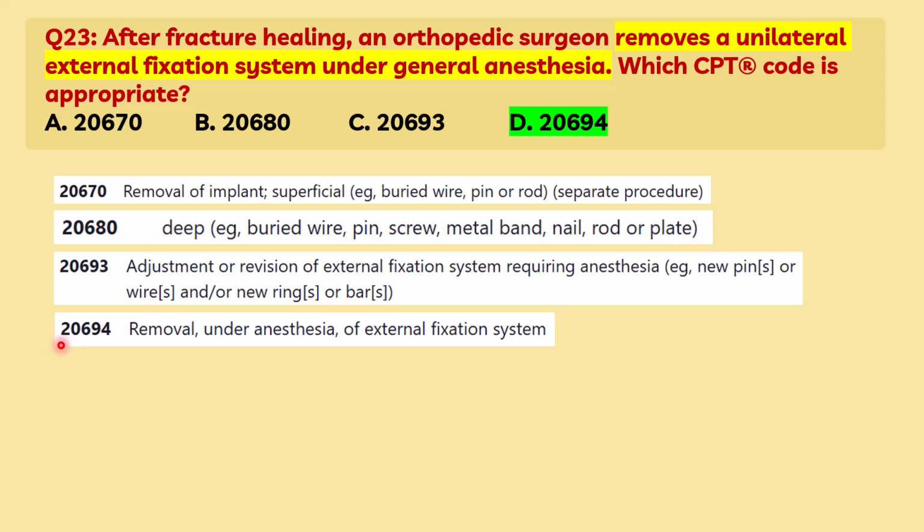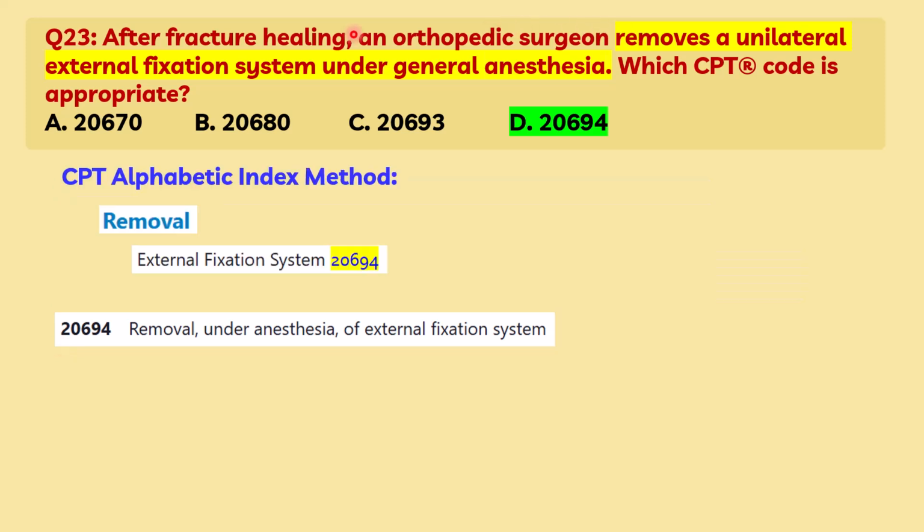So let's see how to find the answer using the CPT alphabetic index. Here the procedure is removal, so the main index term is removal. Then go for the subterm external fixation system. So it will lead you to the code 20,694. Again, come back to the tabular list and confirm the answer. Once you confirm, the correct answer will be answer D.